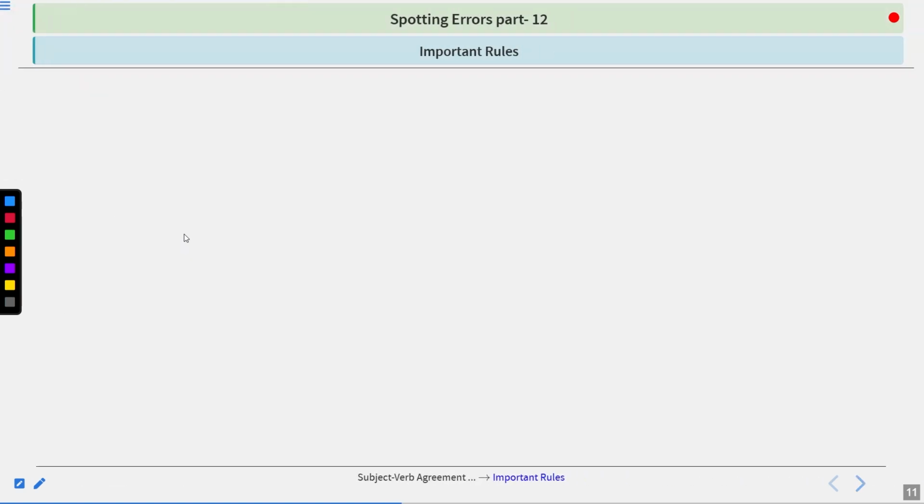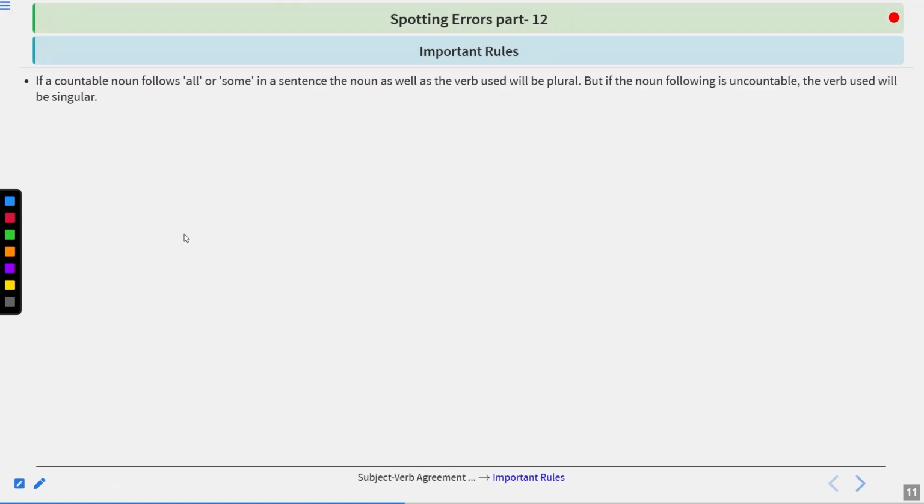Important rules. If a countable noun follows all or some in a sentence, the noun as well as the verb used will be plural. But if the noun following is uncountable, the verb used will be singular. I hope you have understood. All the tigers are wild animals. So here we have used all with tigers, and tigers is a plural noun. That's why we have used a plural verb here, which is are.